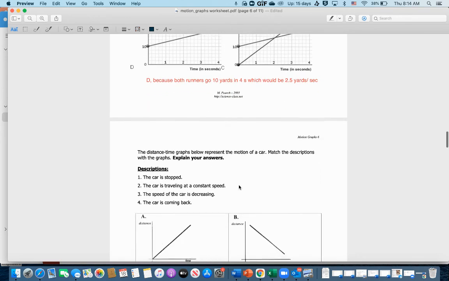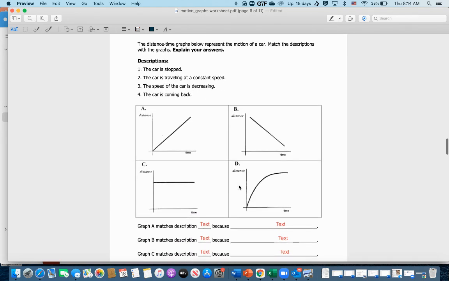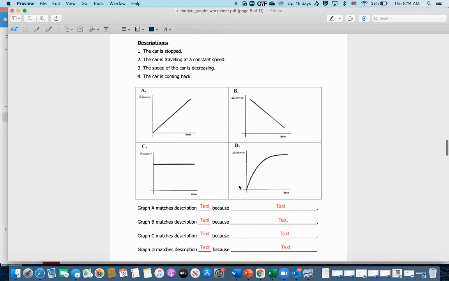All right, let's go ahead and take a look. This one wants us to look at these descriptions. We've got 4 descriptions and 4 graphs. It wants us to match the description with the graph. So let me show you what I mean. I'll do the first one, and I want you to try to do the next 3 on your own.